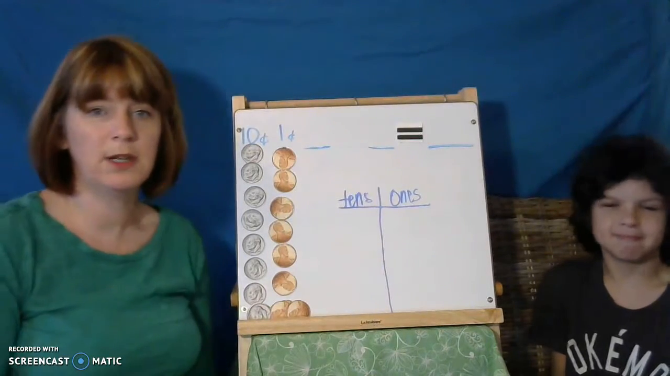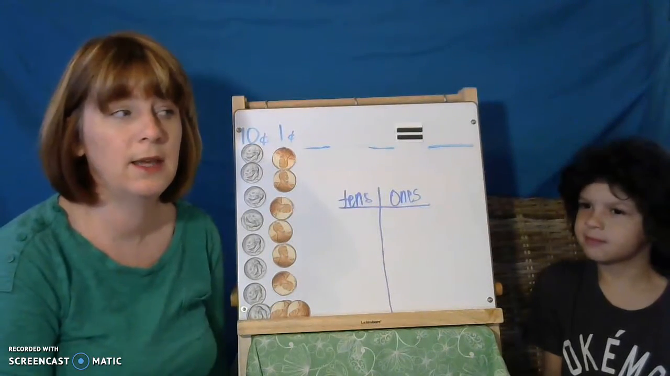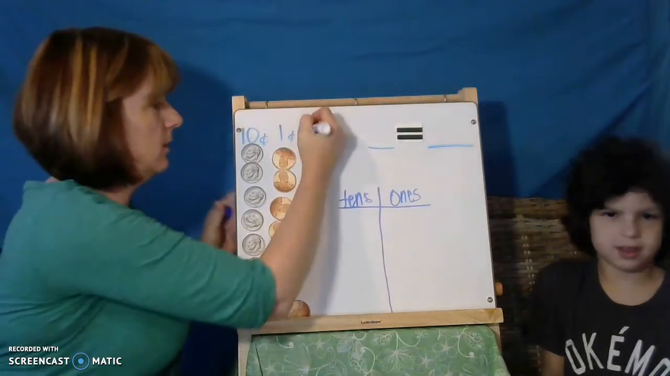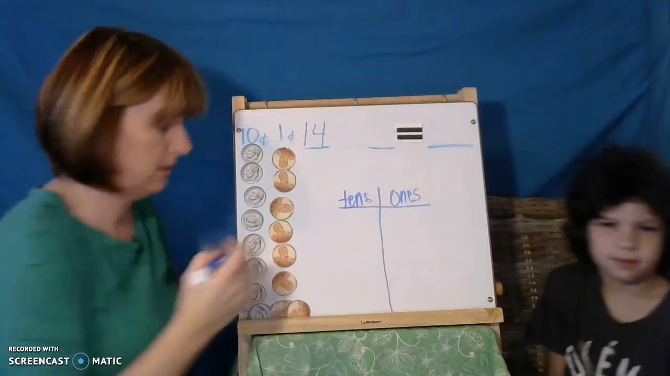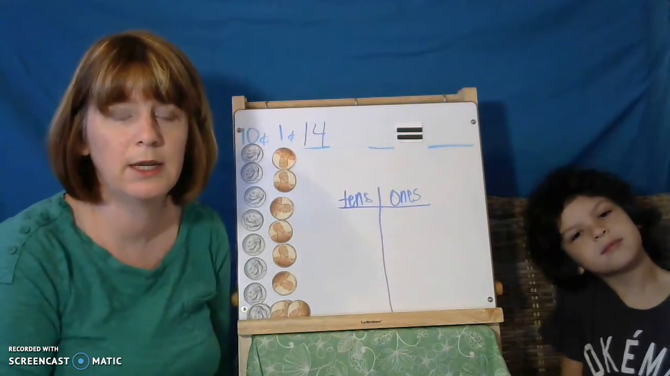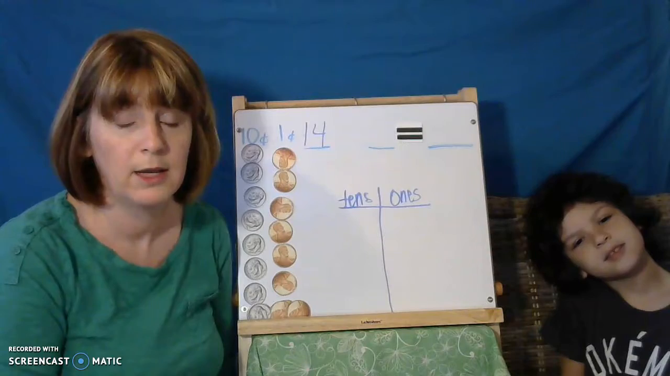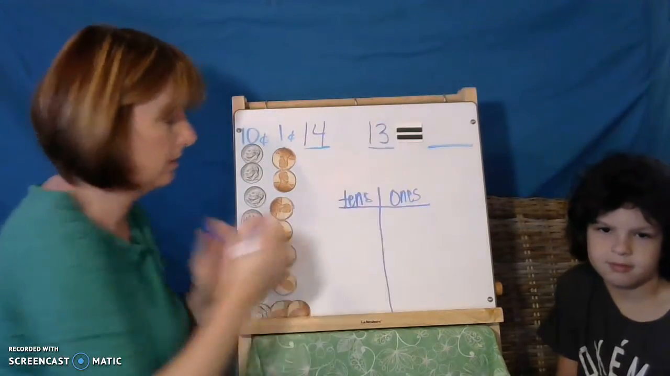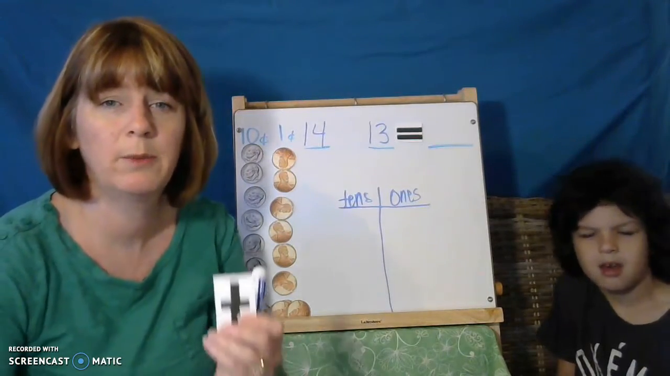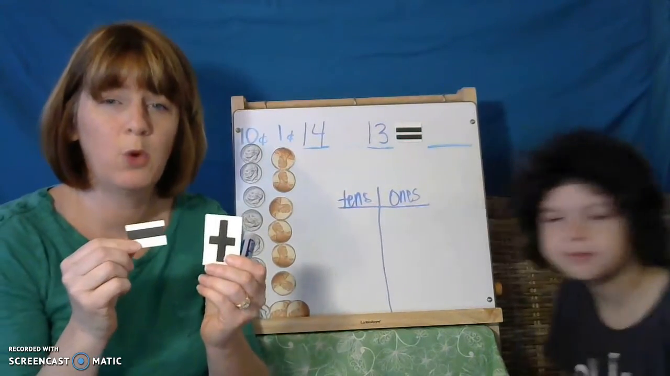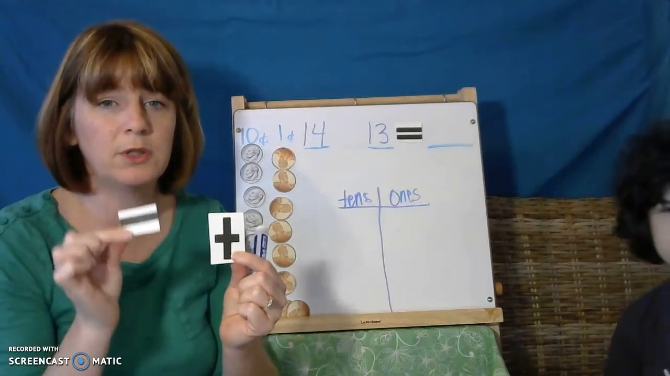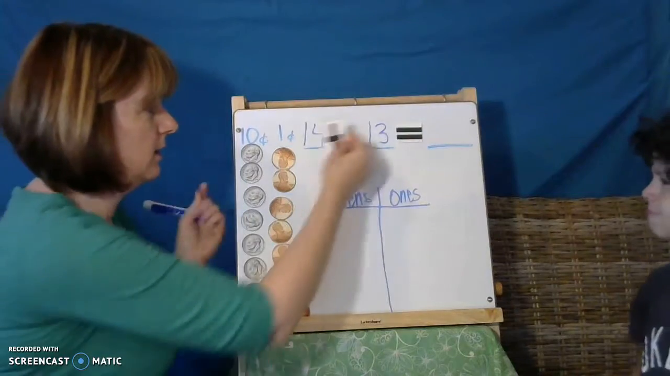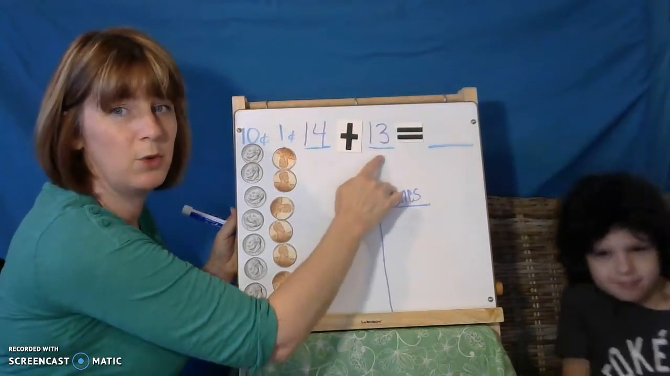So now we're going to think of some scenarios where we would have money. So let's say that my mom gave me 14 cents, okay? So I got 14 cents from mom. And then my dad comes along and he gives me 13 more cents. Now, if we're going to have more, should we be adding with the plus sign or subtracting with the minus sign? Adding. That is right. If I had 14, then I got 13 more, that would be adding.